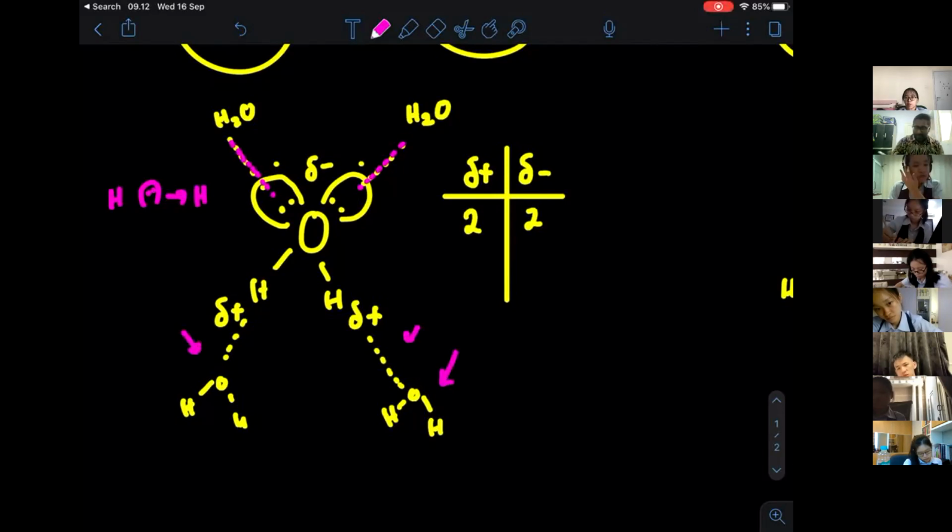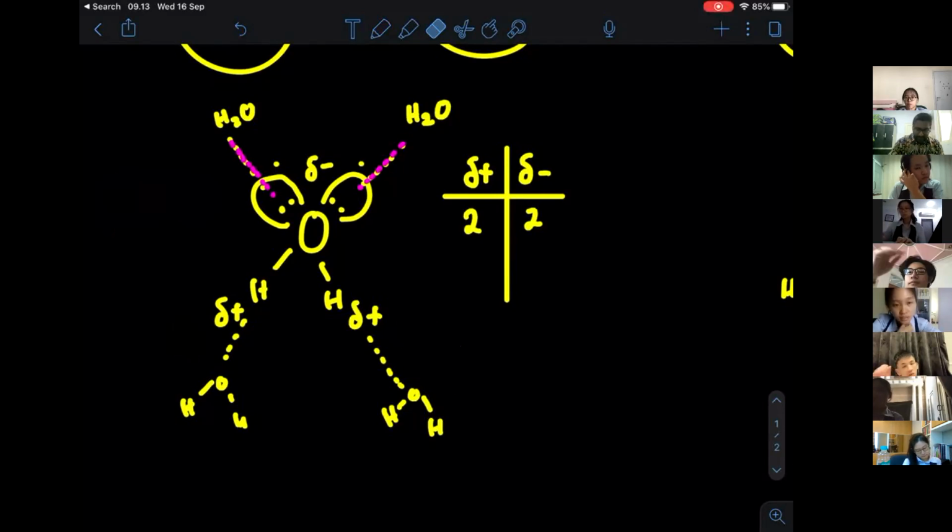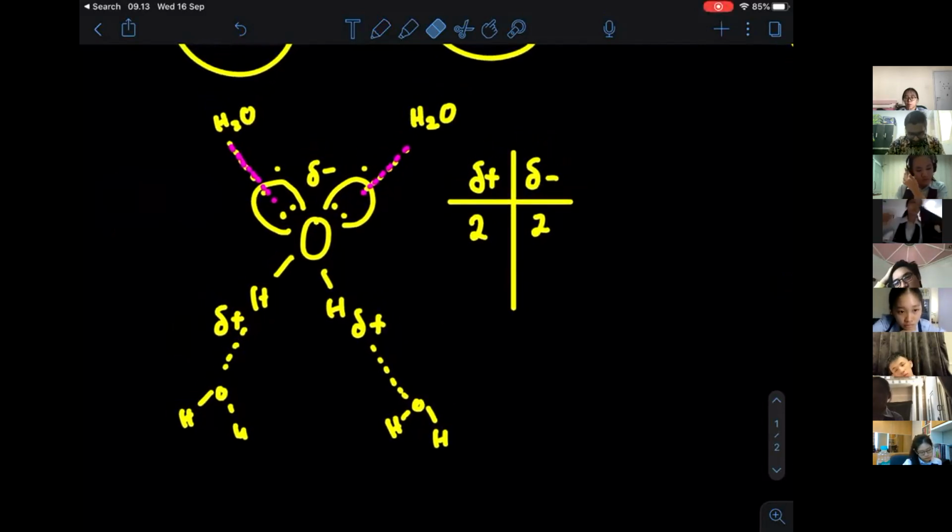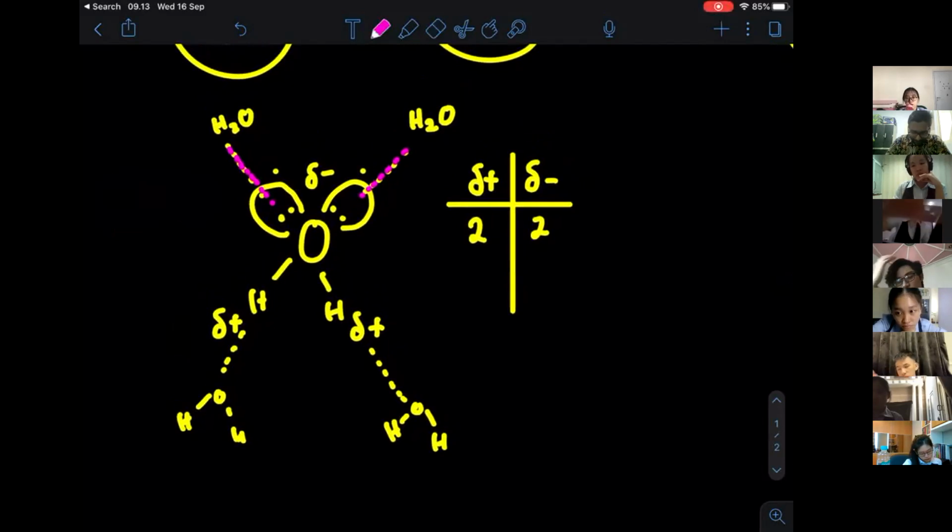Can you understand this, Josh? Is it clear? Why is it going to be 2? Why is it not more hydrogen fluoride, Josh? Just hold on first. Okay, we will go into that.